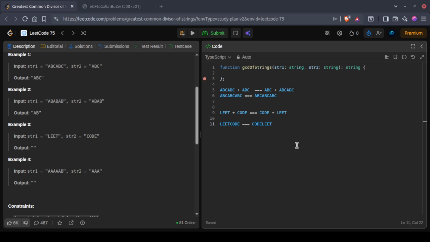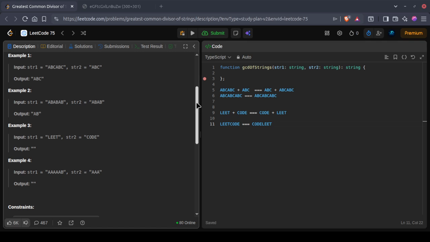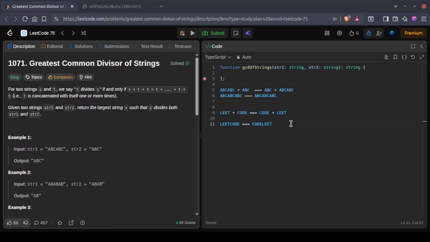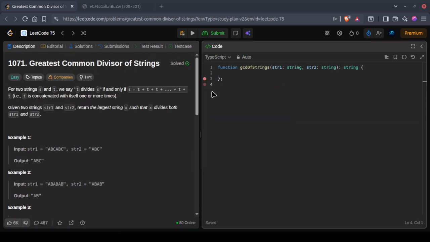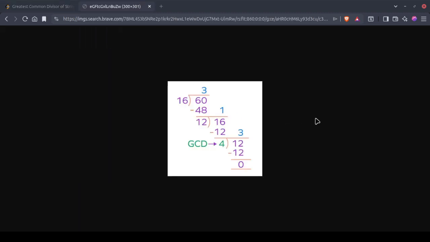Now the second most important thing to understand is what is GCD, the greatest common divisor. In class 5th or 6th, in your schooling, you might have learned about LCM and GCD. So here GCD is the largest number that divides both numbers. I have an example here, 16 and 60. What is the greatest common divisor of both terms?